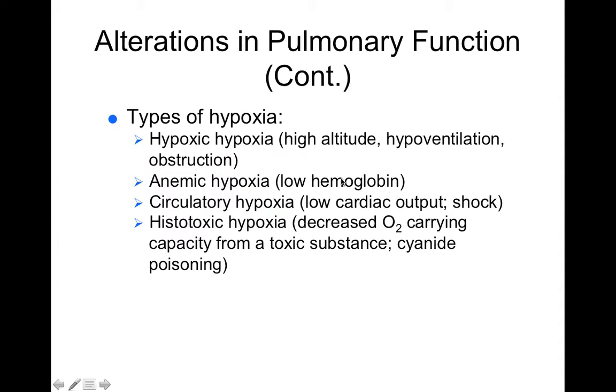Anemic hypoxia comes from low hemoglobin. We've already talked about the causes of anemia earlier. Circulatory hypoxia comes from shock or low cardiac output, and histotoxic hypoxia comes from a decrease in O2 utilization, things like cyanide poisoning. Cyanide blocks the electron transport chain in your mitochondria, and it prevents oxidative phosphorylation, and we call that histotoxic hypoxia.